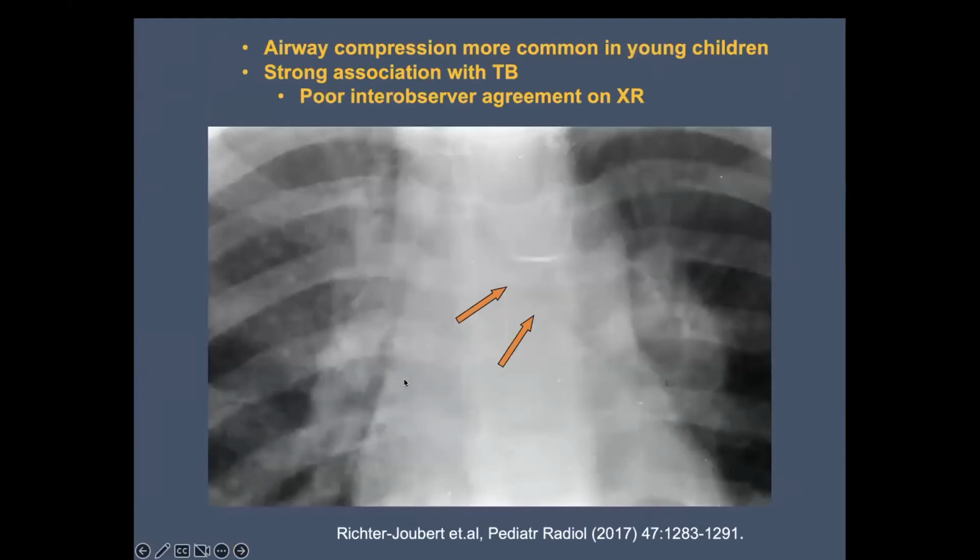And if you look closely, you can actually see the narrowing of the bronchus that's resulting in this air trapping on that side. So it has been said that there's a pretty strong association of this type of lymphadenopathy causing airway obstruction with TB, although not everybody is all that good at detecting that. But it is one of the complications you'll see quite frequently.